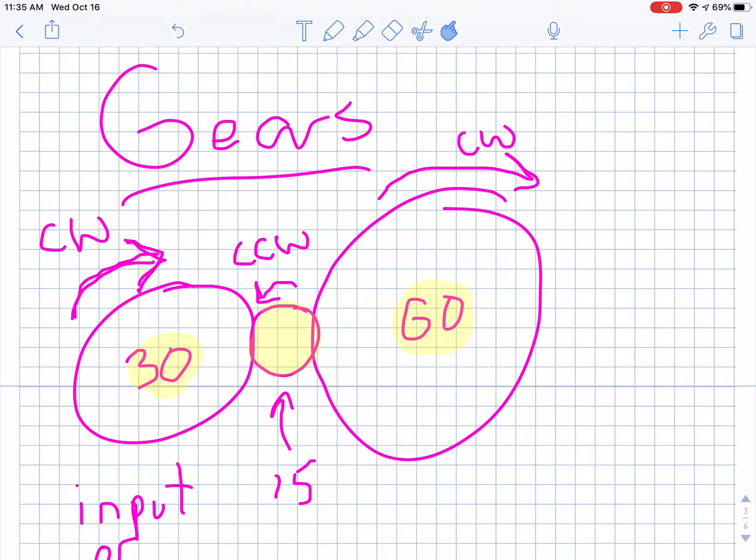Okay, let's talk gears. Gears are all over the place. They're in cars, they're in clocks, they're in transmissions, they're in bikes. They're all over the place. We need to know how to calculate gear ratio because that's really important.